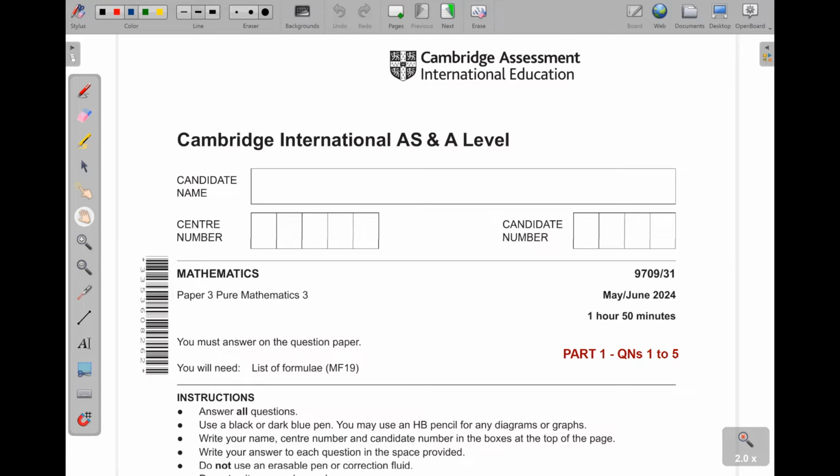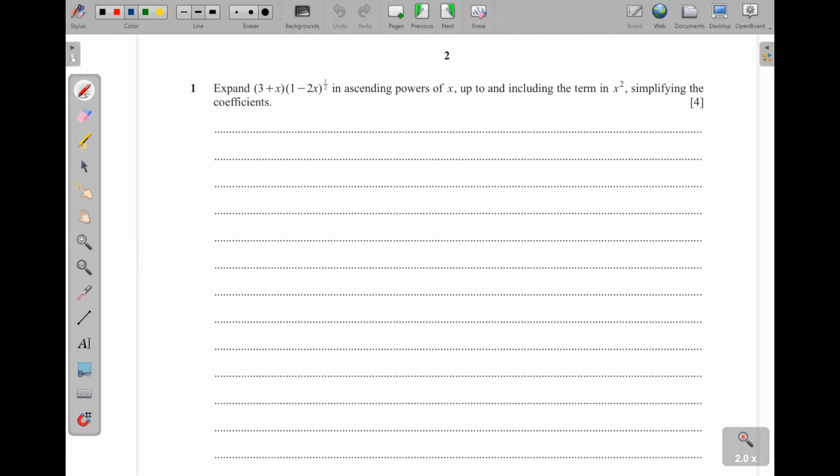This is Teacher Simon taking you through Cambridge International AS and A-Level Pure Mathematics 3, paper 3-1 for May/June 2024, for questions 1 to 5. Question 1 is coming from binomial expansion. They are saying expand (3 + x)(1 - 2x)^(1/2) in ascending powers of x up to and including the term in x squared, simplifying your coefficients.